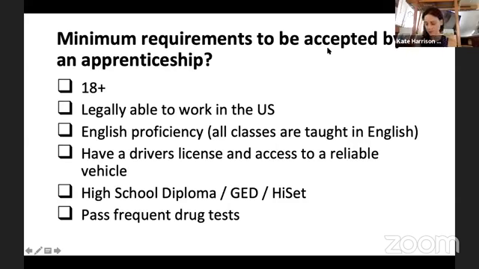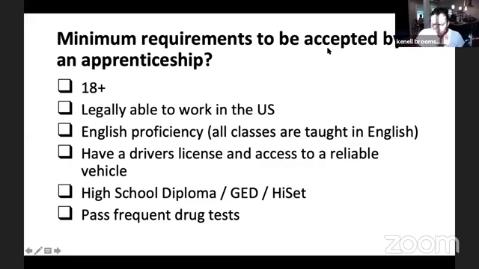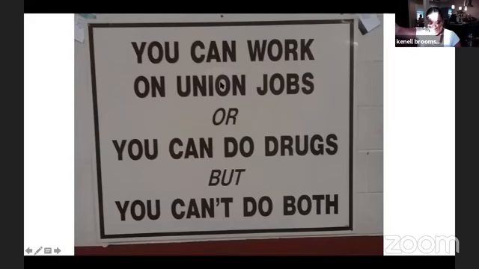So here's a list of the minimum requirements. You have to be a minimum of 18 years old, legally able to work in the U.S., English proficiency, have a driver's license and access to a reliable vehicle, high school diploma or GED or HiSET, and pass frequent drug tests. So here's a slide. You can work on union jobs or you can do drugs, but you can't do both.